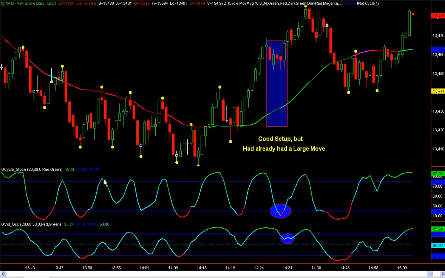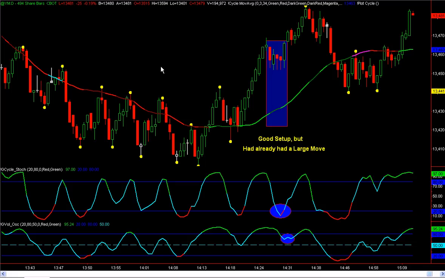The next indicator I'd like to point out is my G cycle stochastics. This is the stochastics that I use, and the length is dynamically calculated for you. This is also my volume oscillator that I use, which also is dynamically calculated for you. You do not have to input a length for them.